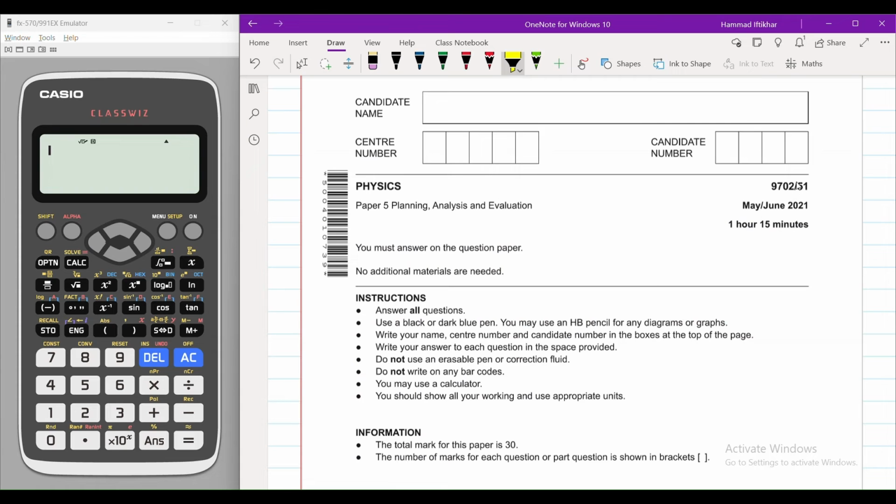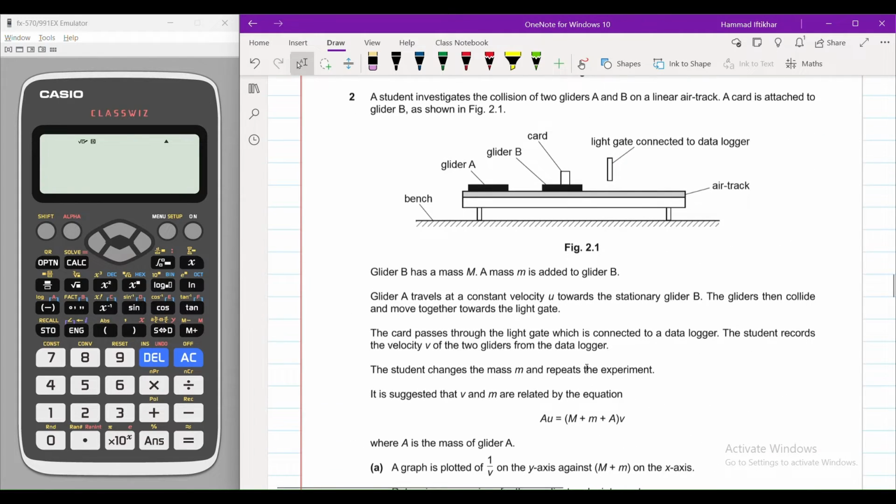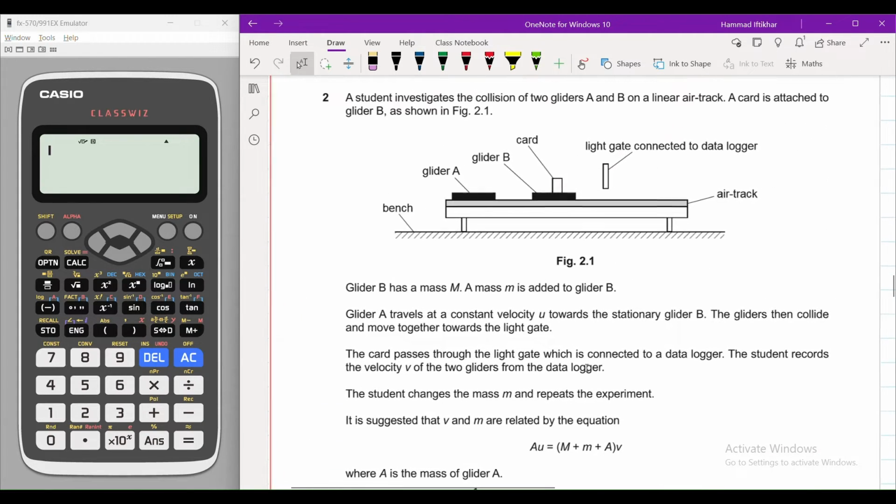Right, so now let's try the May June 2021 5 points. Question number 2, the analysis and evaluation question. A student investigates the collision of two gliders A and B on a linear air track. A card is attached to glider B. Glider B has mass capital M.